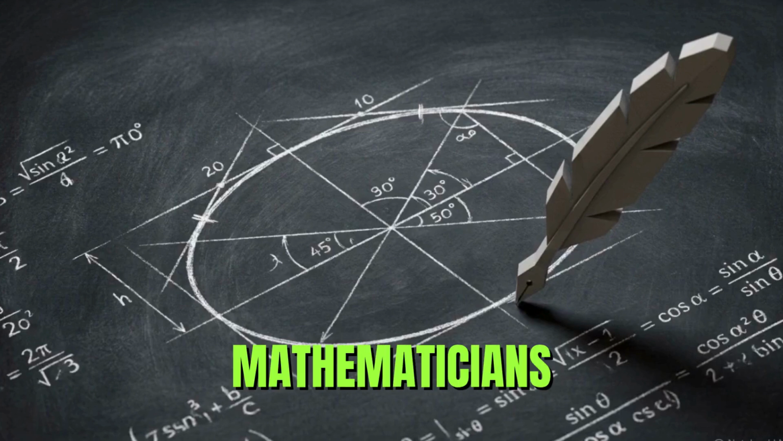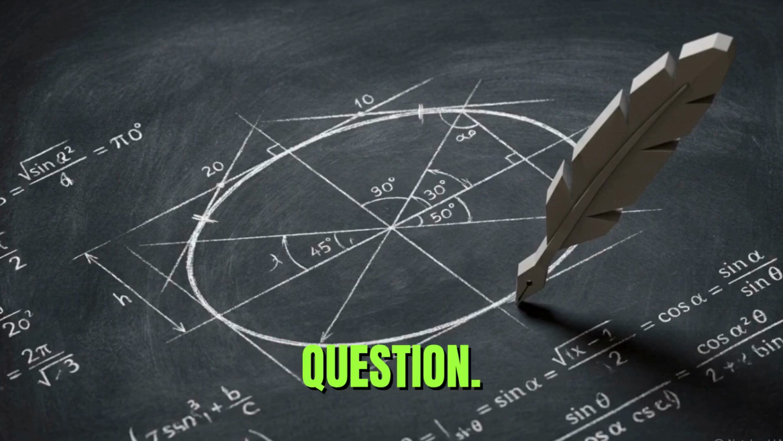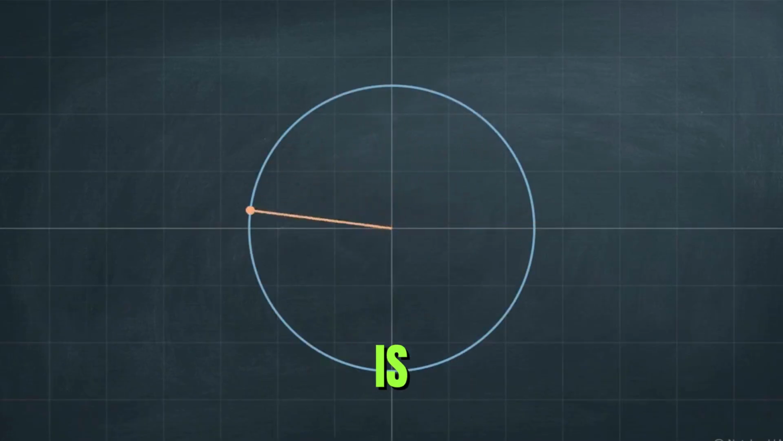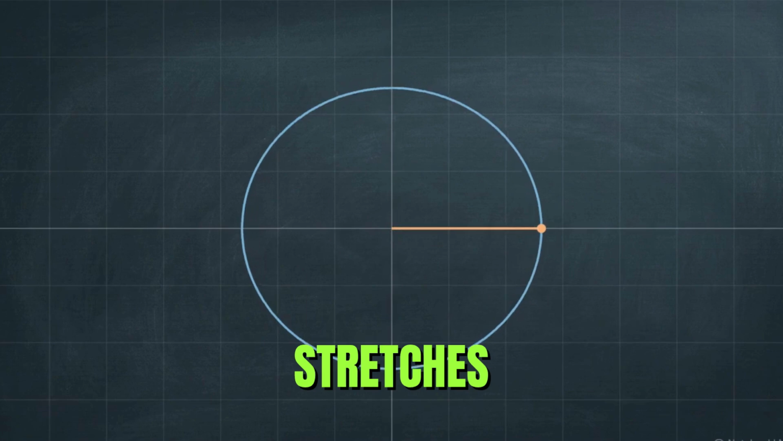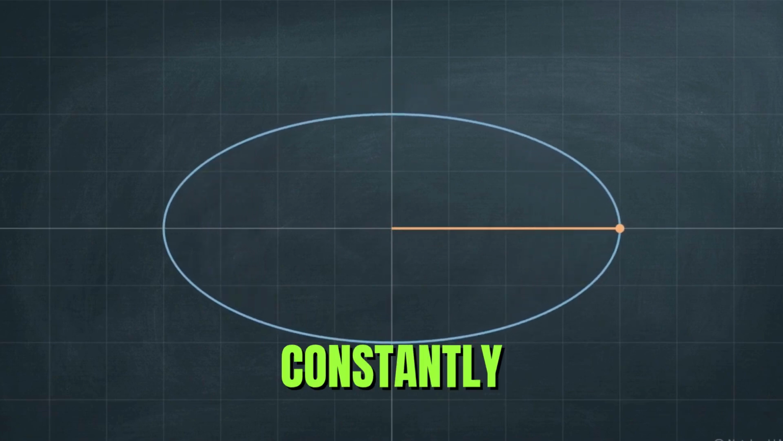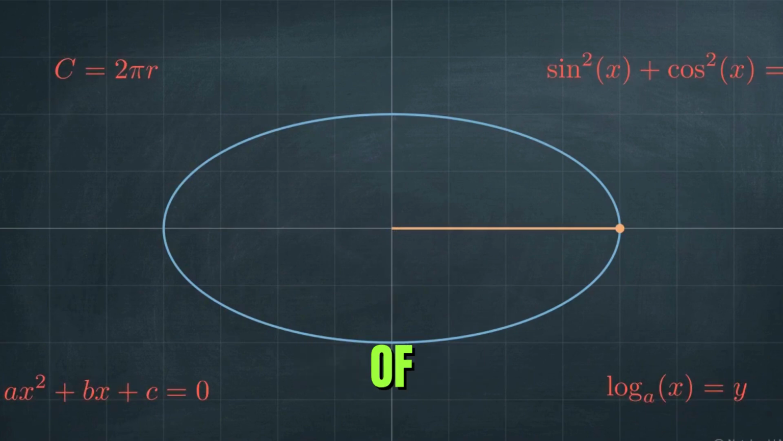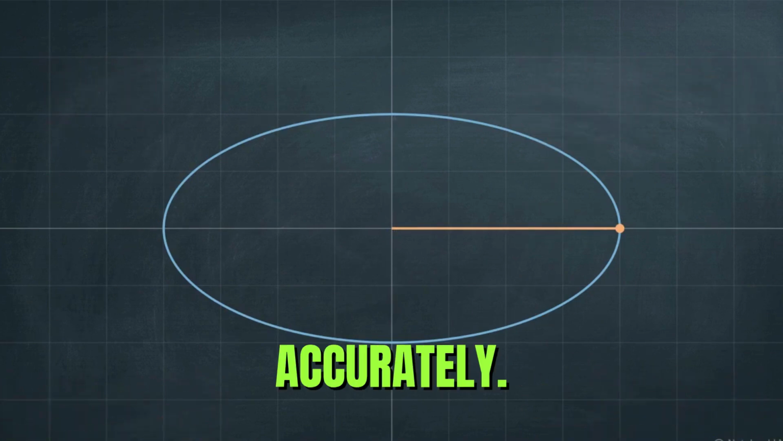Back then, mathematicians were trying to answer a seemingly innocent question. How do you calculate the exact perimeter of an ellipse? A circle is easy because the radius is constant, but an ellipse stretches and squishes. Its radius constantly changes, which meant every standard algebraic formula of the era failed to measure it accurately.